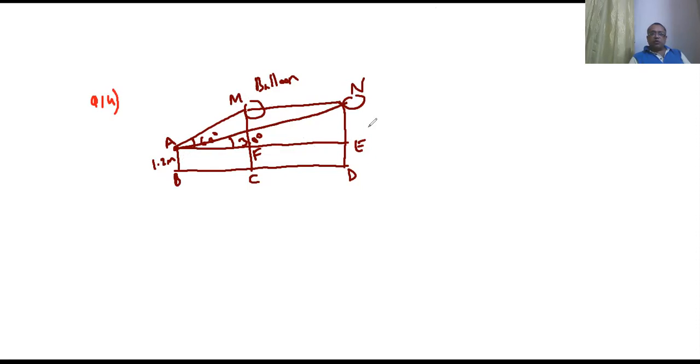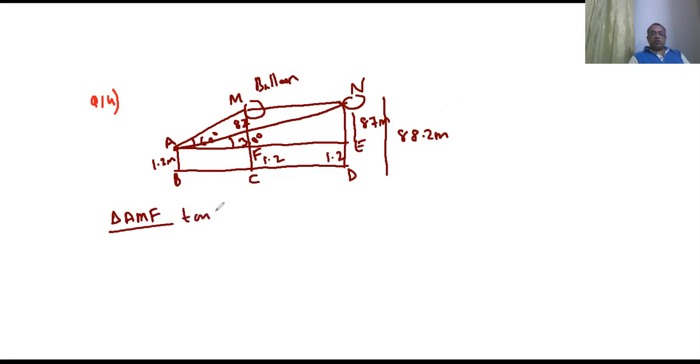So this is 1.2, and this total height of the balloon is 88.2 from the ground. So 88.2 minus 1.2, the distance from N to E will be 87. So for calculation purpose, I will be using 87 because the triangle's height is 87, not 88.2. So first what we do is we will take the triangle AMF.